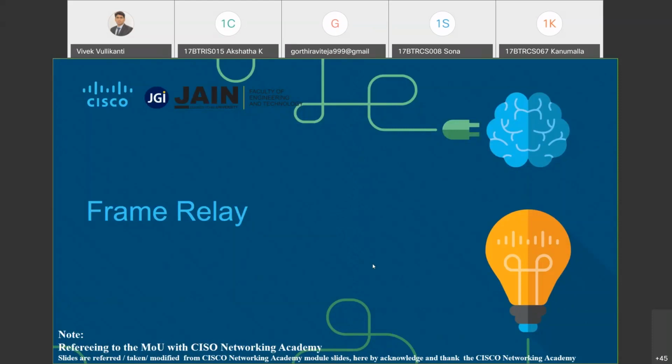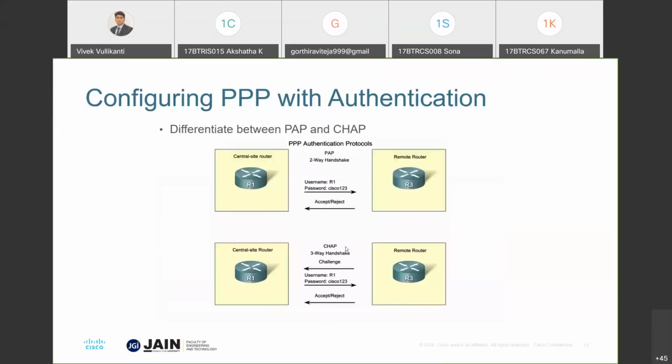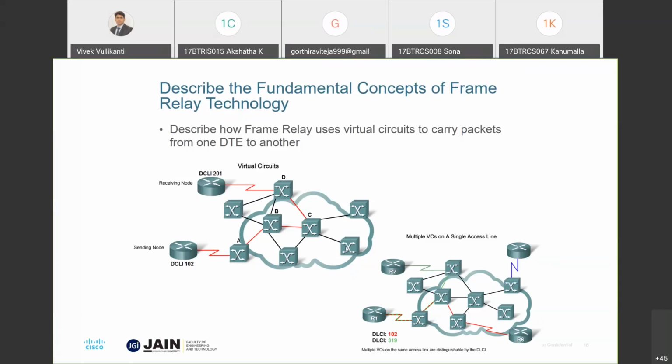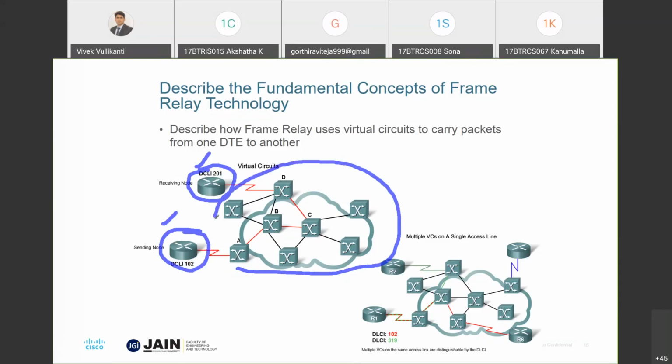Now, let's understand frame relay. This is one slide we'll use from frame relay, then we'll go directly to the configuration. Now, look at this topology clearly. We have a router here, and there is another router. Probably this is a sending router, and this is a receiving router. The packets travel across a network edge.